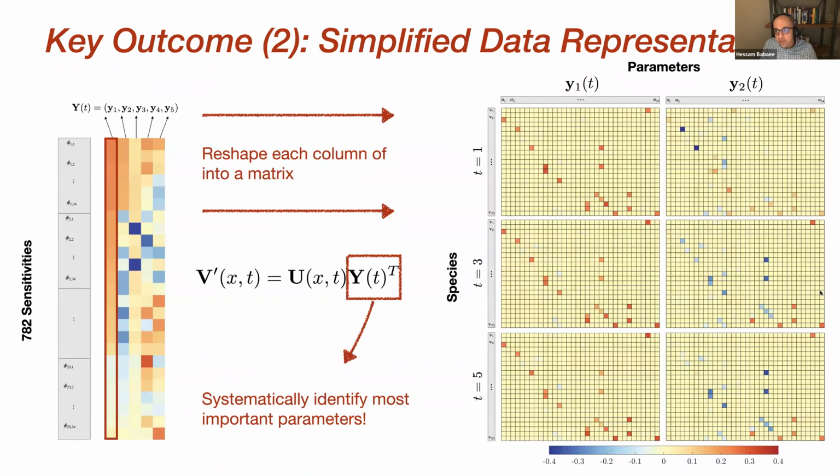The Y coefficients here are immediately interpretable. So here, each column of this Y matrix has number of species times number of parameters components. So this is like 782. Each column has 782 components. You can reshape that into number of species times number of parameters. So this vector is just reshaped to a matrix. And this is the second column.